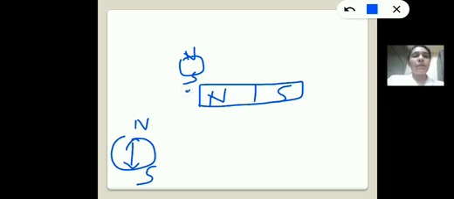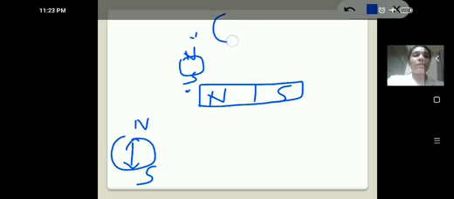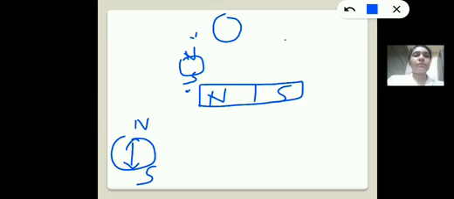Then mark the points like this. Remove the compass needle from here. Place the compass needle here. Again, since this is the north pole, which pole will come here? South pole, and north pole comes here. Again, mark the points here.